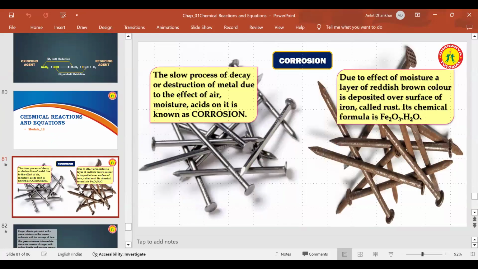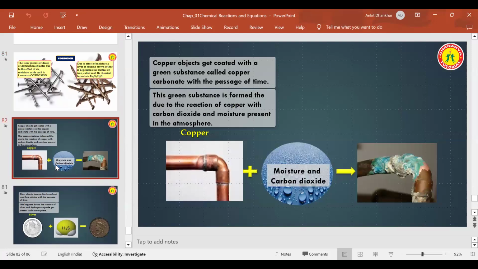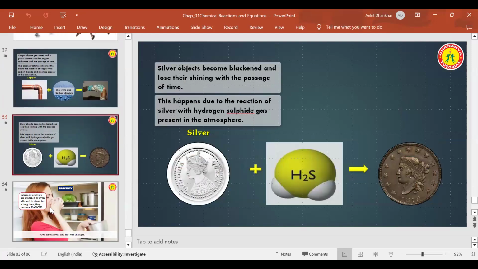Then we studied corrosion, that is how the air, moisture and acid present in the atmosphere decay the metal. We studied the example of rusting. Then for copper, and the blackening of silver.